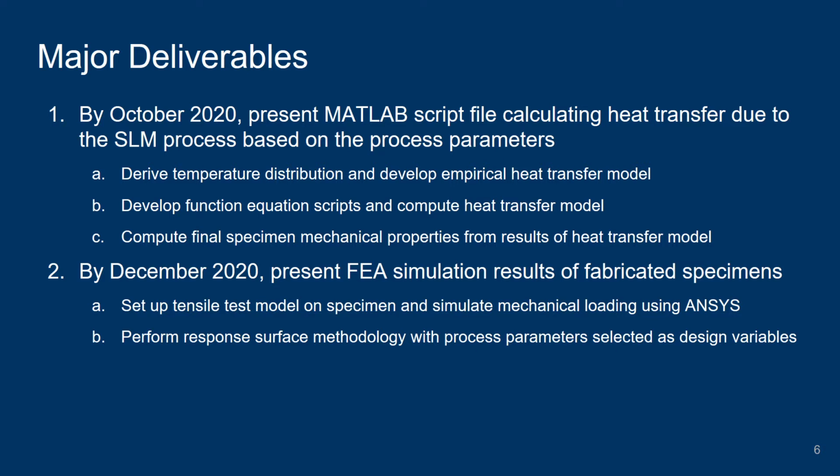First, a MATLAB script file will be delivered by October 2020, which is used to calculate the heat transfer involved in the SLM process between the heat source and the material. Since the process parameters are the design variables, the computation will undergo numerous iterations which can be accomplished with this software. By December 2020, FEA results will be presented simulating mechanical loadings applied on the final specimen by a universal tensile machine. The max von Mises stress, equivalent strain, and strain energy are to be calculated using ANSYS software.